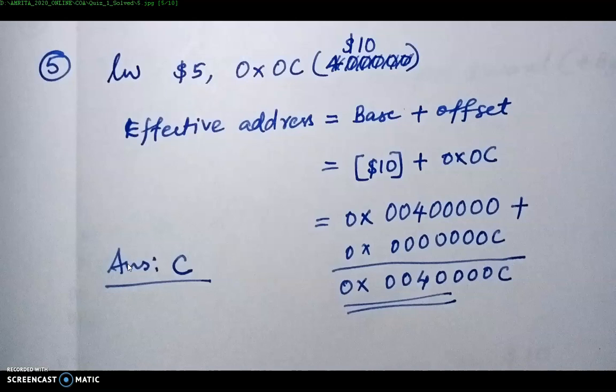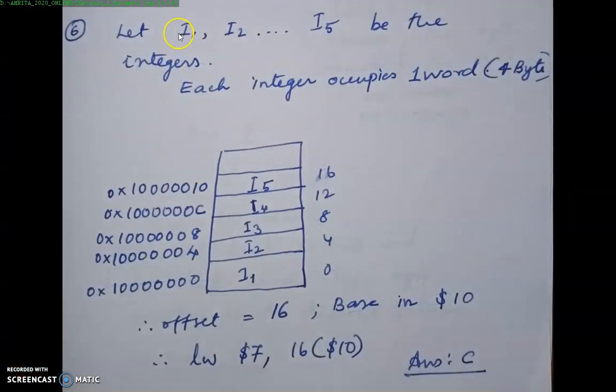So here also it's a good idea to draw the diagram and see. Let I1, I2 and I5 be the integers. Another important point you have to remember is that each integer, unless told otherwise, occupies one word, 4 bytes in main memory. So starting from this, I1 will have 4 bytes, B0, B1, B2, B3. They occupy the 4 addresses. Next, I2 will be at this address, I3 it will be 8C plus 12, and this will be at 20.